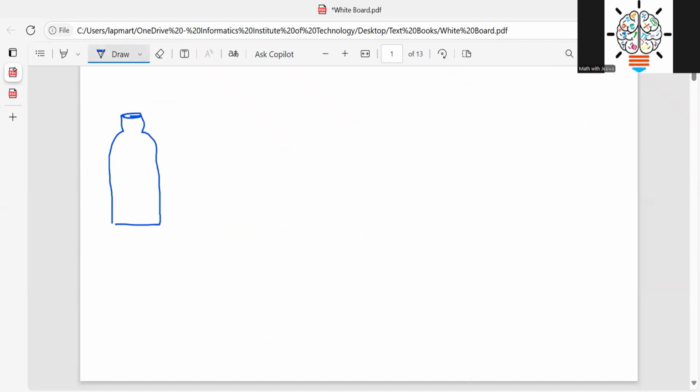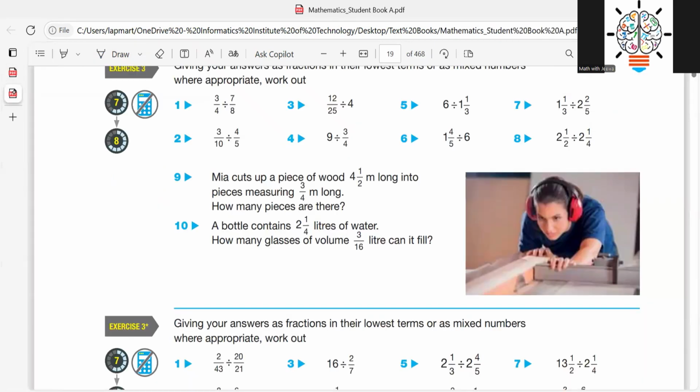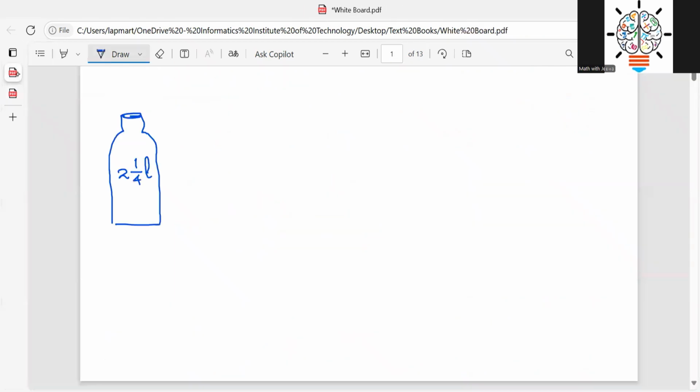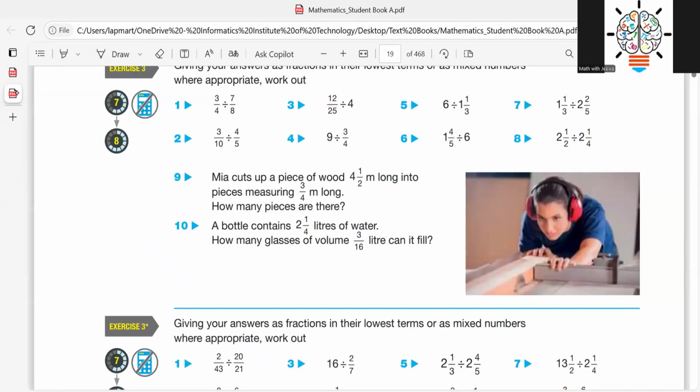So here, 2 1 over 4 liters. Then I'm going to have many glasses. If I take this small glass, this is the glass, and what is the volume? 3 over 16.